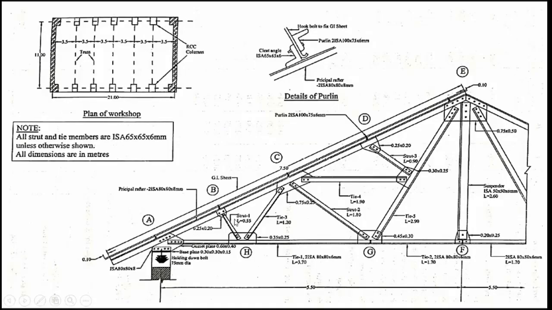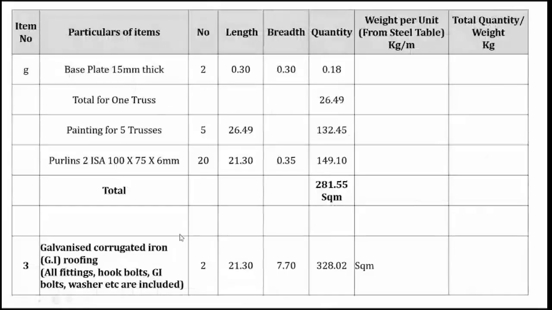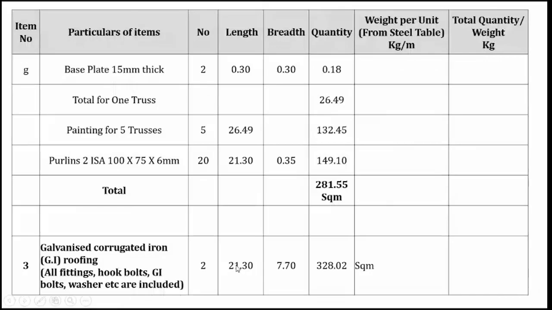Then next we'll try to calculate now. This is the principal rafter we have. Above that we have GI sheeting, right? So that has to be calculated now. For GI sheeting, if you see, on this side slope we have a number, on this side we have another number. So totally two numbers we have.